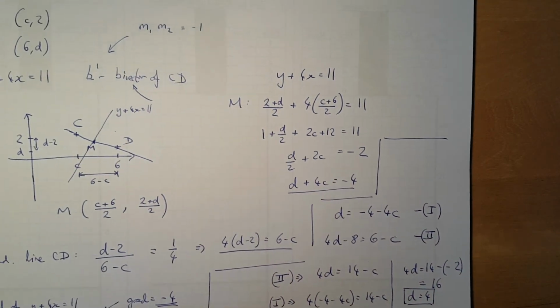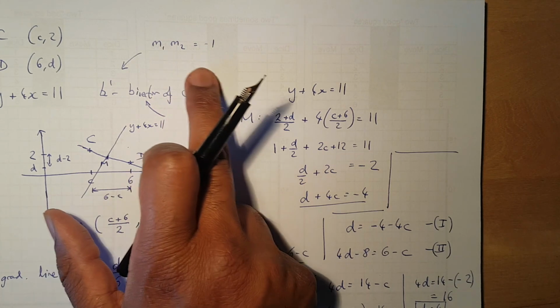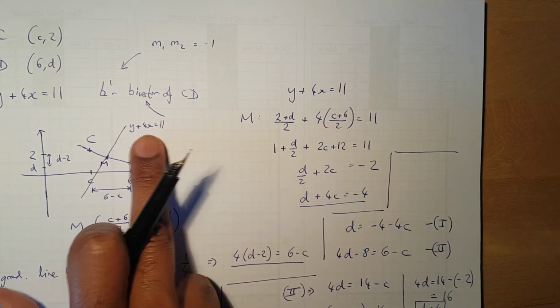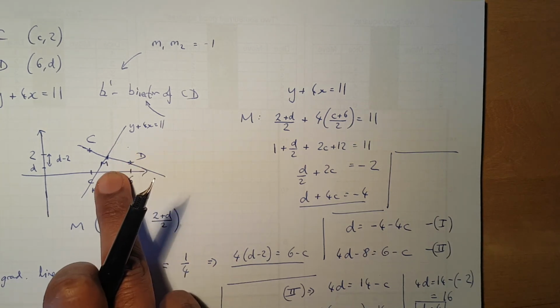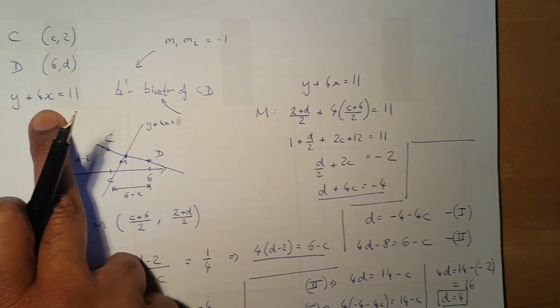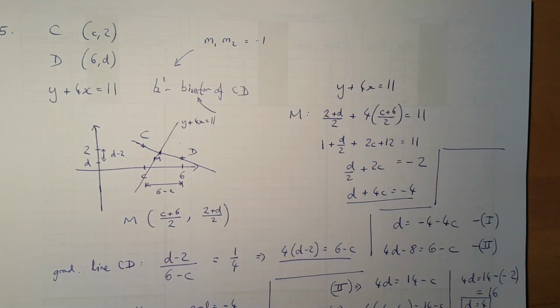Forming two equations in two unknowns, using the fact that the gradients multiply to give -1 because it's perpendicular, and using the fact that it's a bisector, so I know that the midpoint, which I can calculate algebraically, must sit on the equation of the line I'm given at the start: y plus 4x is 11.